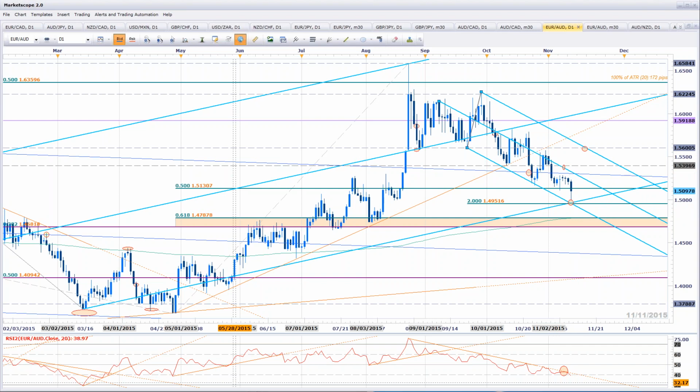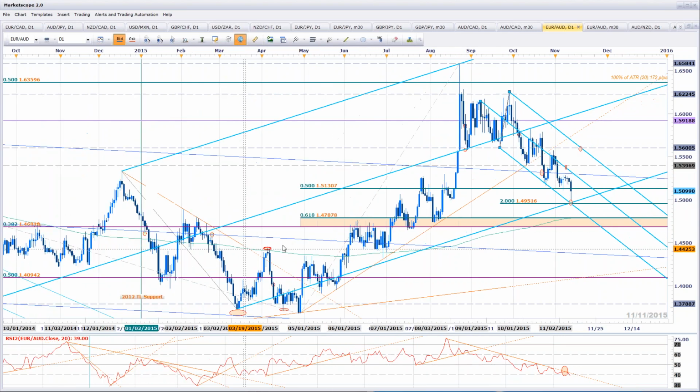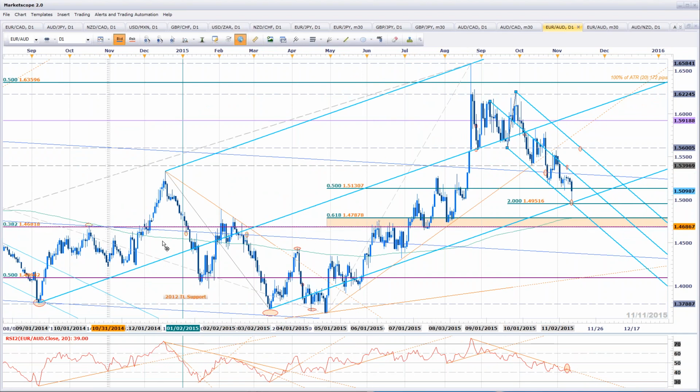49.91 was a soft target that we noted on the scalp chart. I'll show you that in a moment. But the major pivotal region, if we do break this to the downside, is here, longer dated. 618 retracement. This is a multi-year 38.2.